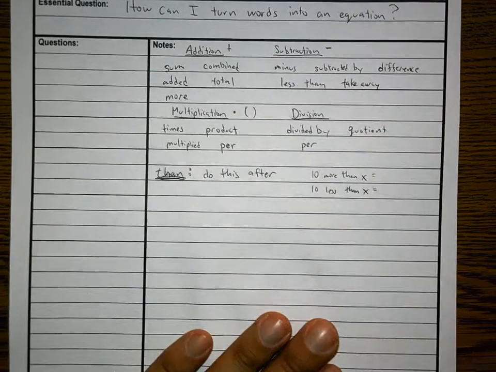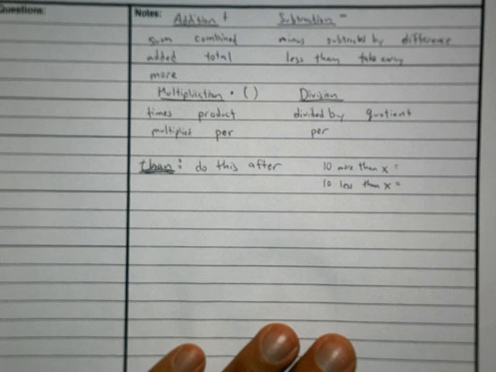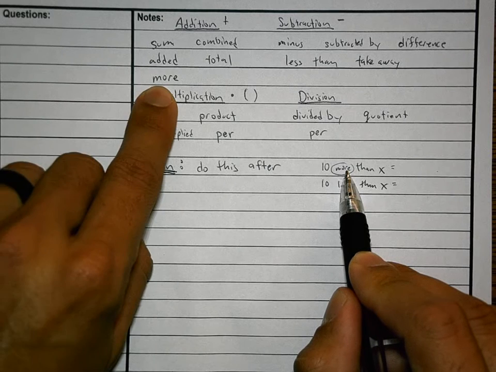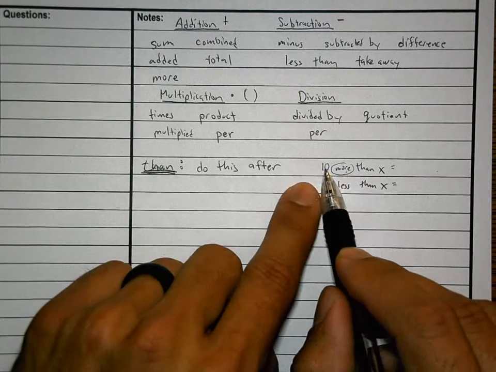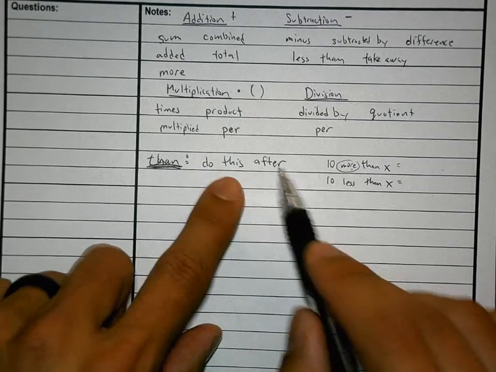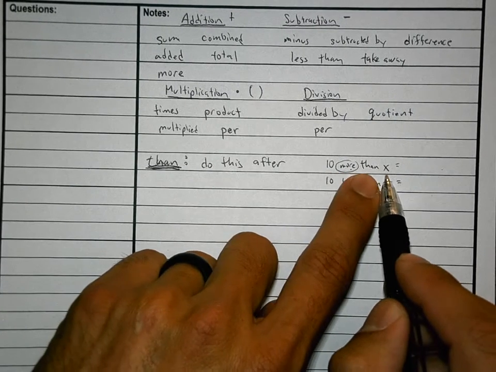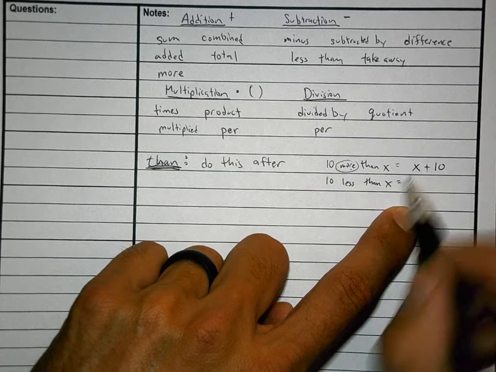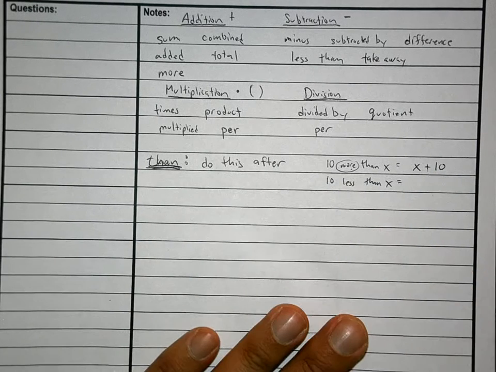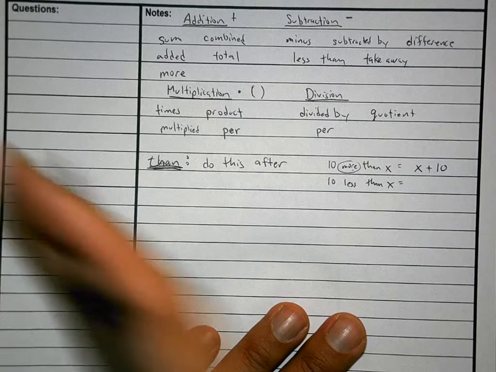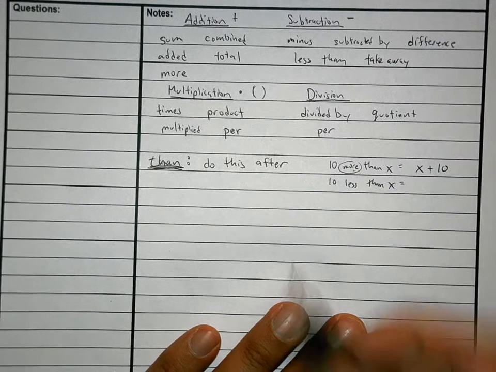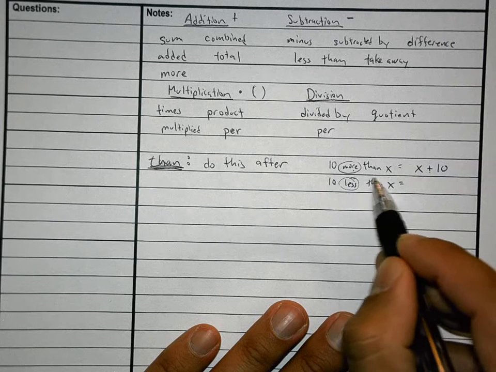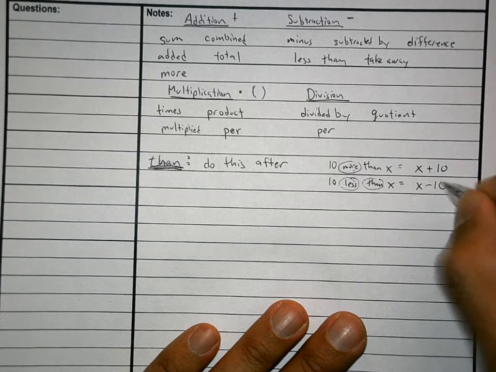10 more than X and 10 less than X. I'm hoping you know what the word more means. Up here, more means that we're going to add. 10 added, do this after. 10 added after, we have an X. X plus 10. It means we add 10 after we have the X. X plus 10. I want you to look at these sentences written like that. Here's your second example. 10 less than X means 10 subtracted after the X. We would write it as X minus 10.